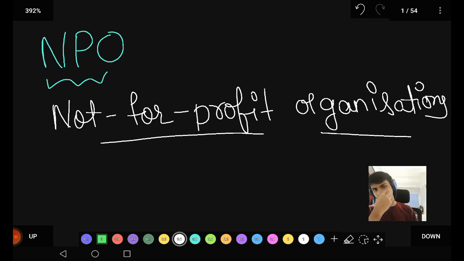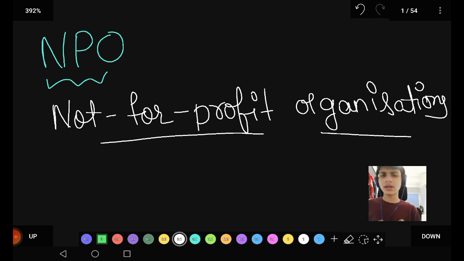The name pretty much indicates that these organizations do not have the objective of making profits, because generally when you talk about a company, the main objective of a business is to earn profits, right? If you see any company out there, you will notice that they are carrying out business activities so that they earn money, they earn profits. But there are organizations which do not aim to earn profits. Then why do they exist? That's the question. Well, their motive is to provide welfare to the people.